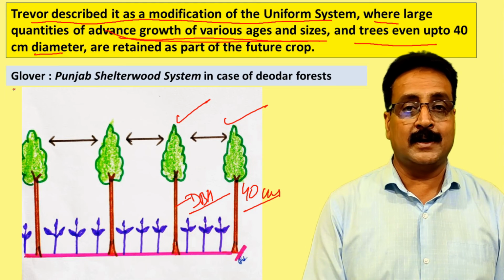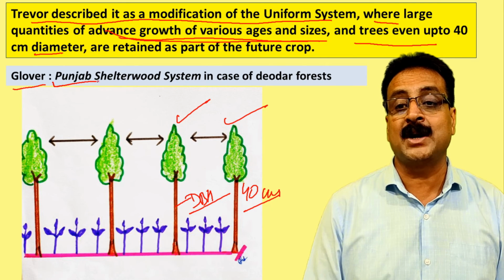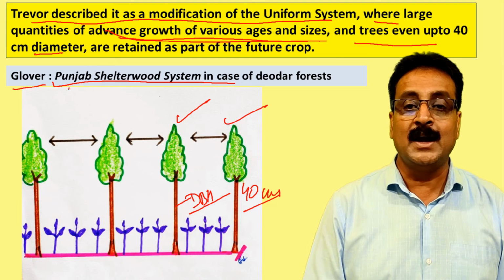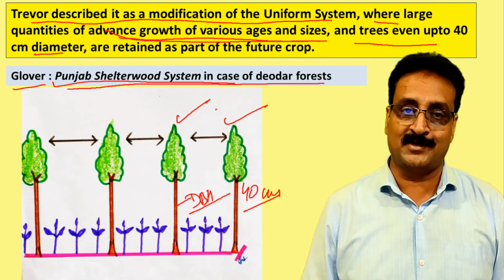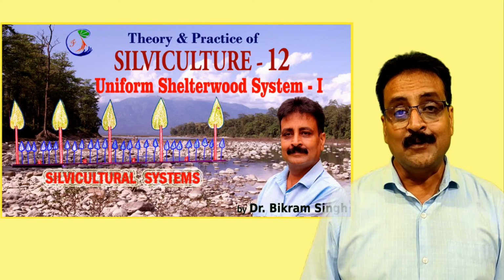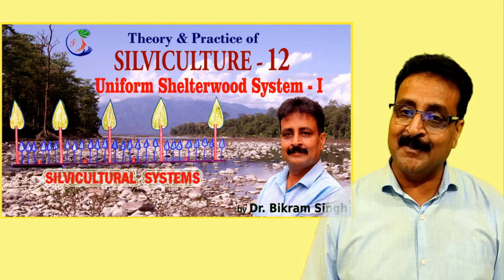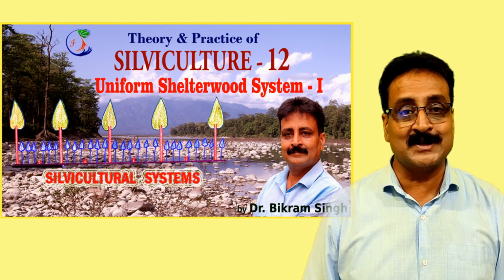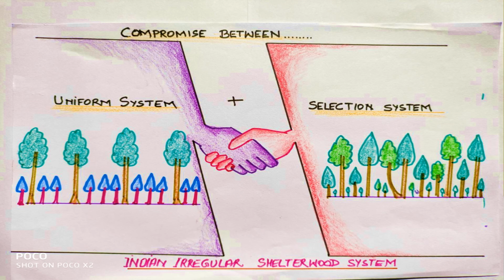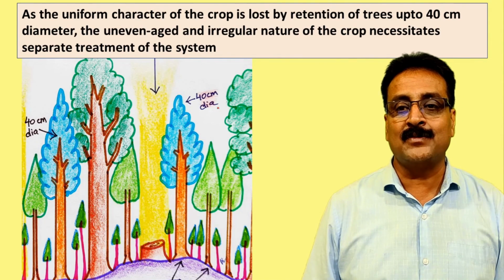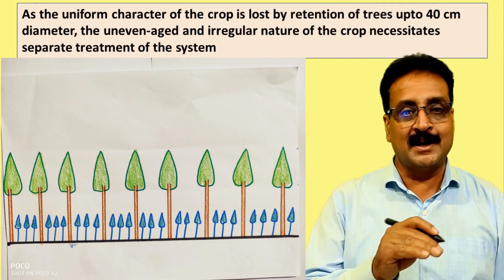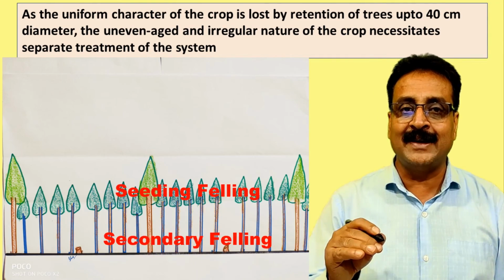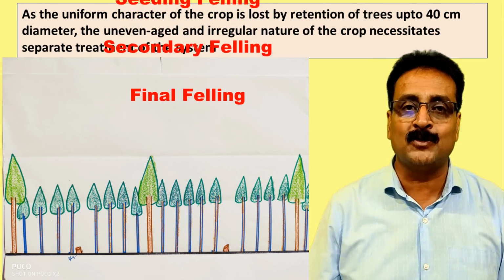And Glover, another forester, has described it as the Punjab shelterwood system, in the case of Deodar forest. We have to go back to study the uniform shelterwood system, because as I told you, this is a compromise between the uniform shelterwood system and the selection system. So let's understand the uniform system. Already we have studied that uniformly we cut down the tree species in all the compartments, like seeding felling, secondary felling, final felling, and spacing is also uniform in the uniform system.